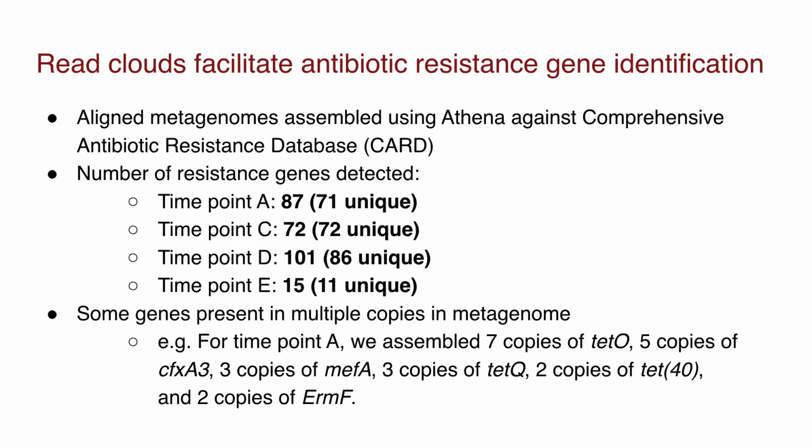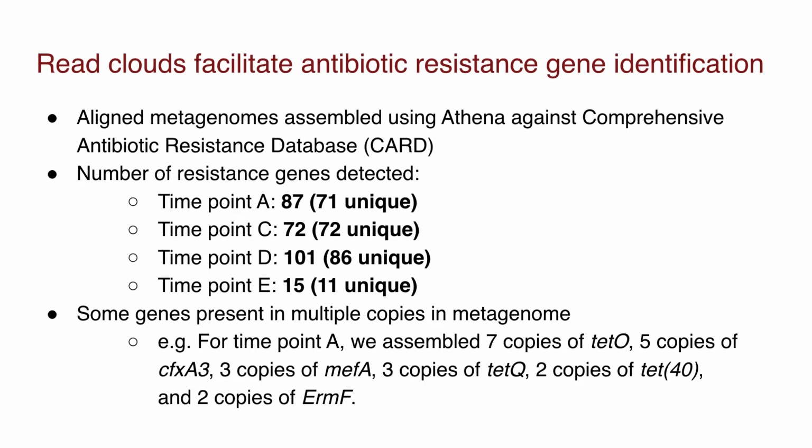Another major advantage for read cloud sequencing is that we found that it was better able to detect antibiotic resistance genes within the metagenome. So what we did was align the metagenomes that were assembled using Athena against the Comprehensive Antibiotic Resistance Database called CARD. And by doing so, we were able to detect the presence of resistance genes within the microbiome across the various time points. So the number of resistance genes that we were able to detect are shown below.